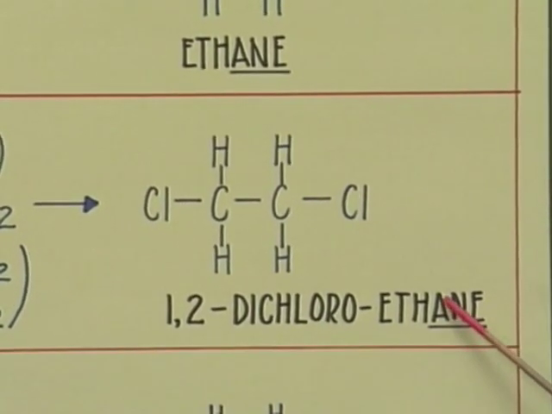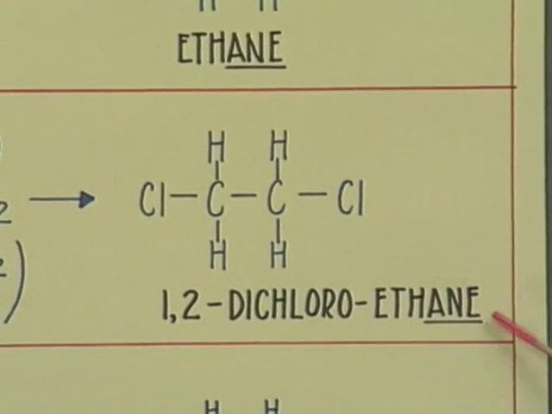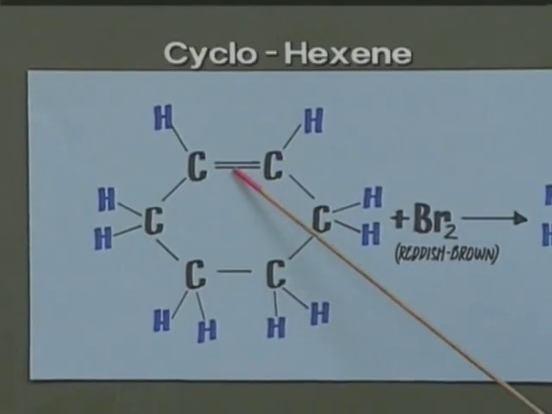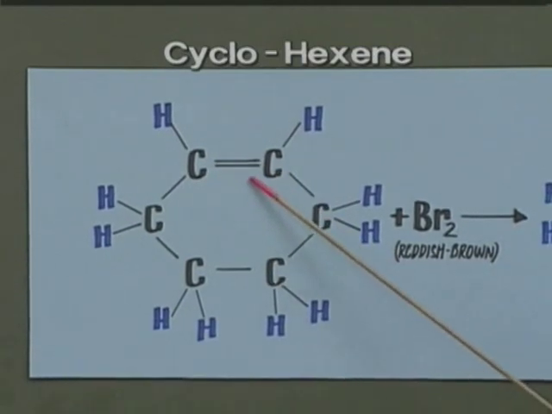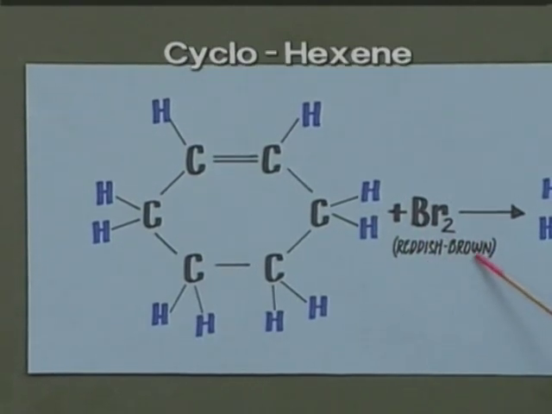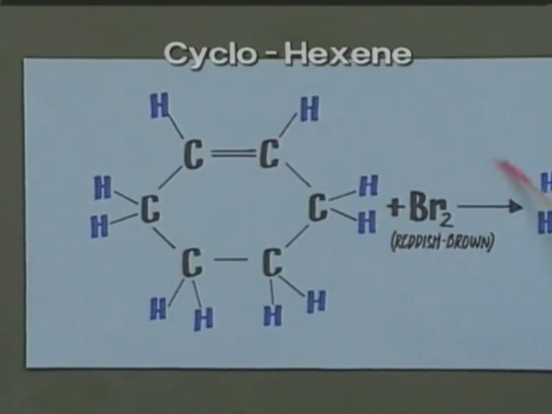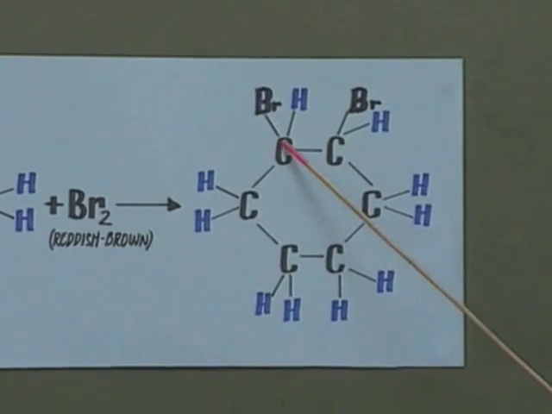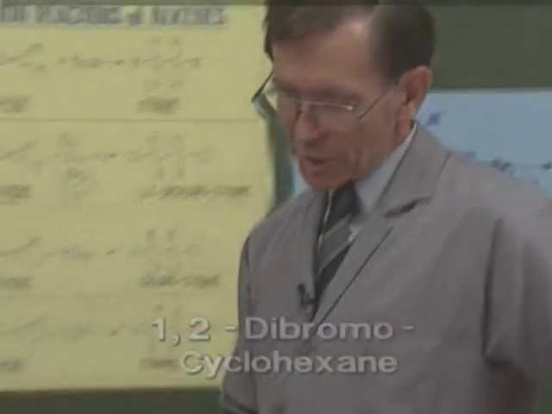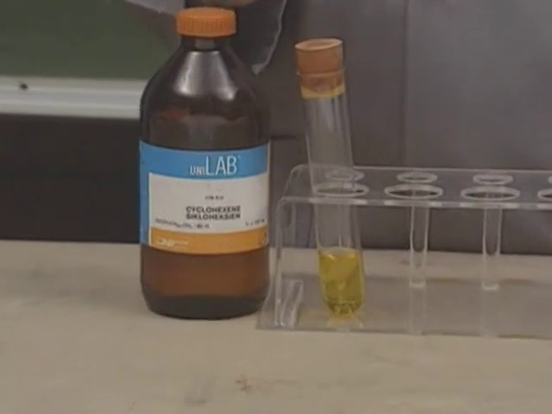Now this reaction is the basis for the testing for saturation or unsaturation of hydrocarbons. When we take the compound cyclohexene, which contains 1 unsaturated carbon-carbon double bond, and we add molecular bromine to it, which is reddish brown, then 1 bromine atom is added to each of the doubly bonded carbon atoms, and we get this saturated compound, which is called 1,2-dibromocyclohexane.